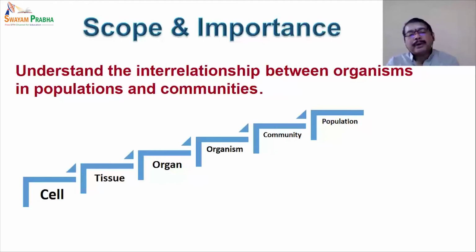So now the importance is understood. Unless we understand the interrelationship between organisms, populations and communities, and the scope is known, we cannot study environmental studies properly. So next, how to understand the interrelationship? Unless we know the interrelationship, we cannot go to the next step of conservation.